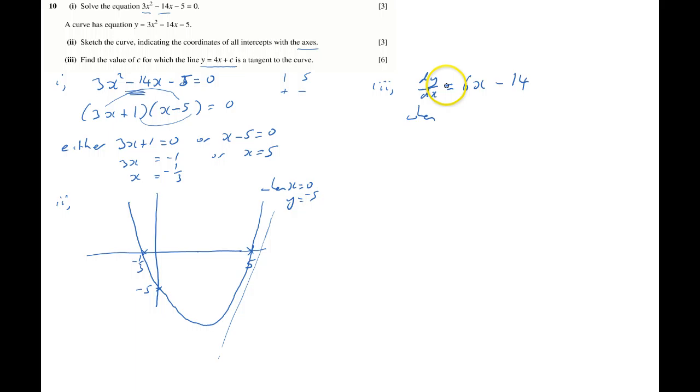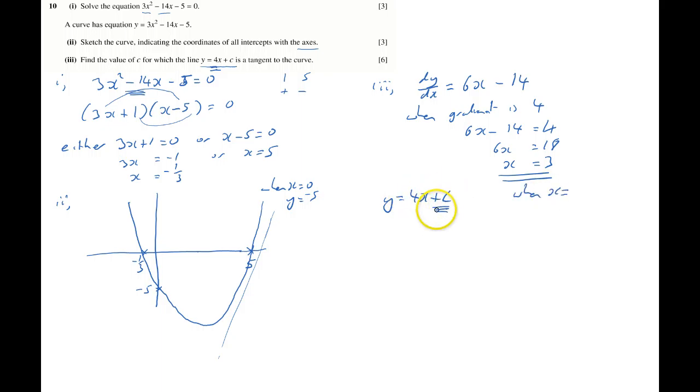So when the gradient is 4, because of y equals 4x, 6x minus 14 equals 4, so 6x equals 18, so x equals 3. And now I'm trying to get y equals 4x plus c. To find out what c is, I need to know a point on that line. So I've now got x is 3.